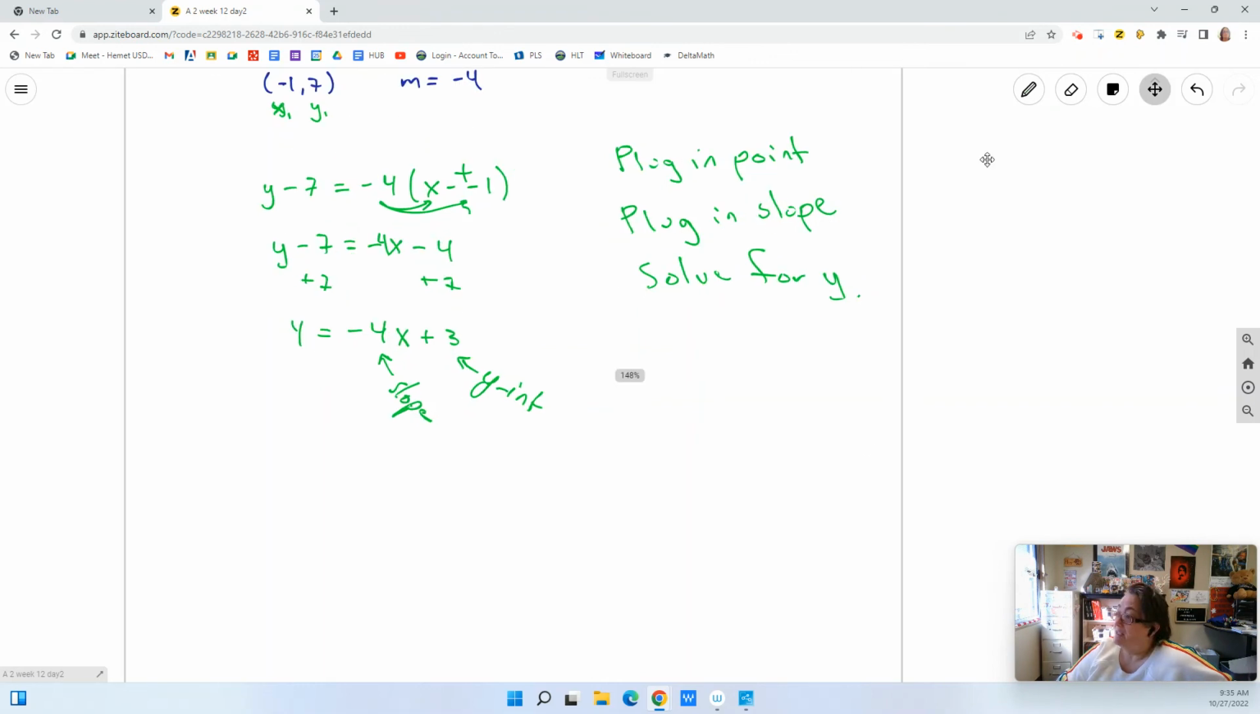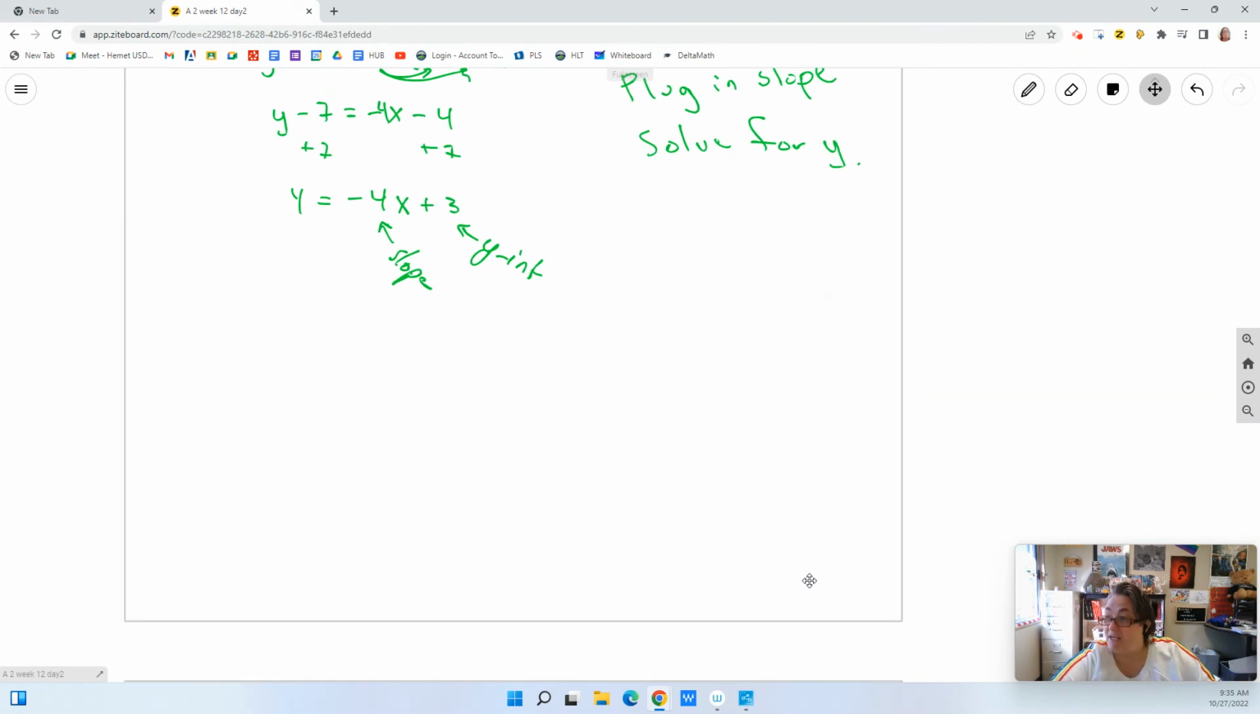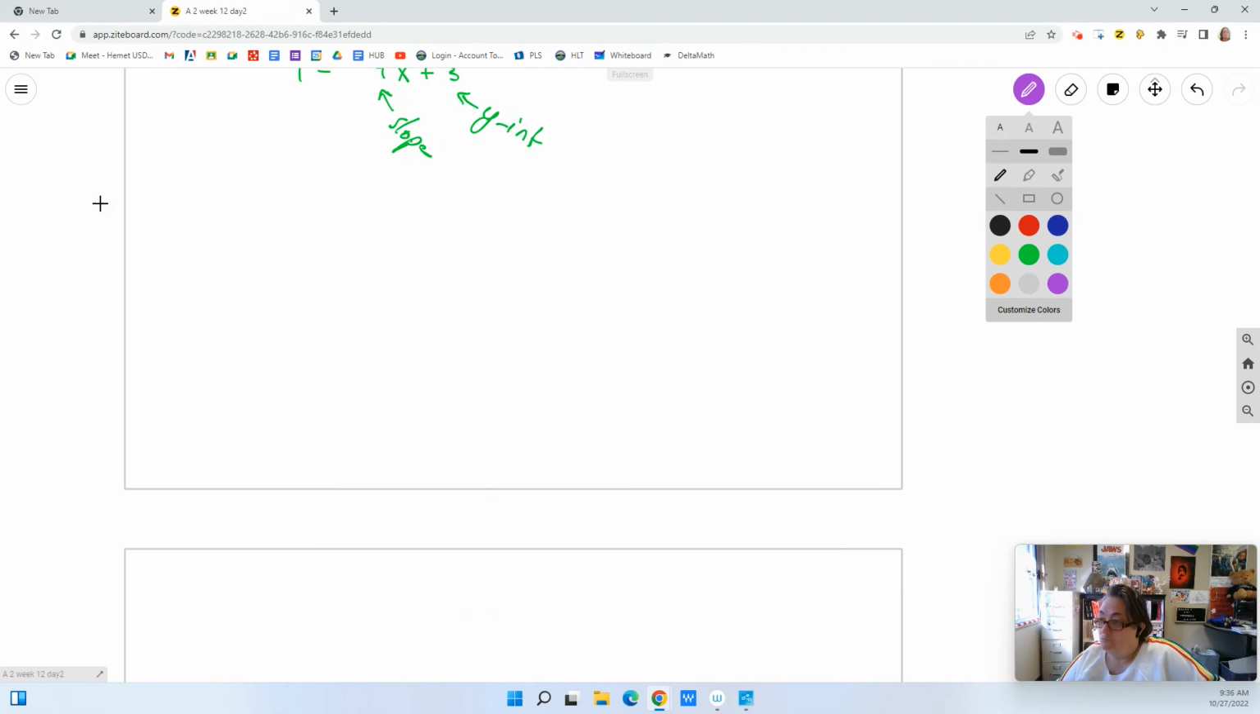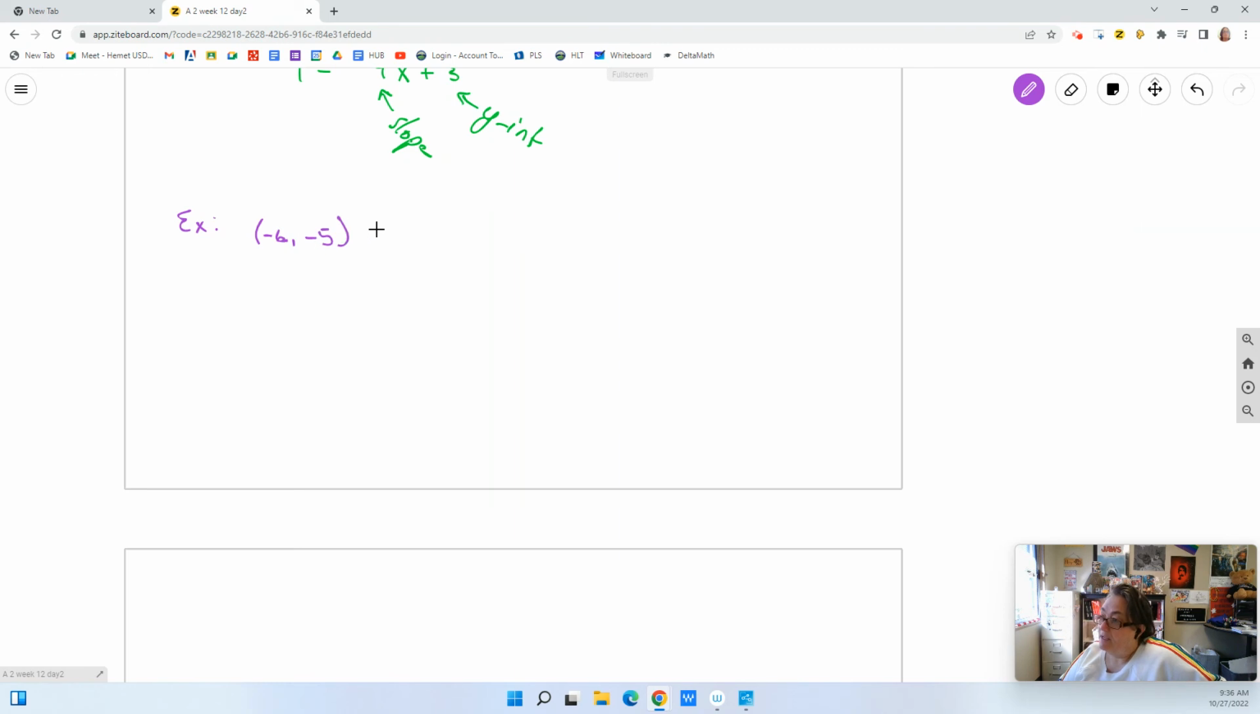And we'll do one more that looks like that. And then I'm going to move on to one with 2 points to see how we get there in the same respect. So what if I'm given an example where I get a point of negative 6 and negative 5, and I have a slope of 2/3.